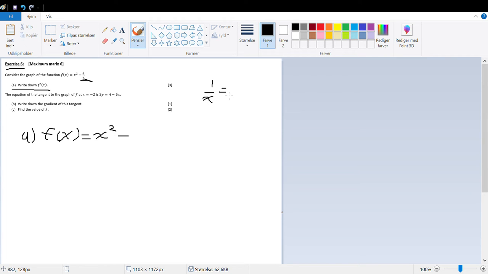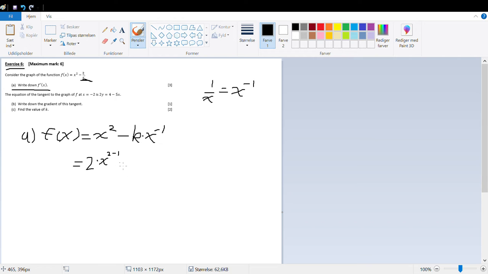If I have something like that, I can write it as x to the minus 1. So here, what I'm going to write instead is k times x to the minus 1. So why am I going to do this? Well, I'm going to do this because if you use the power rule now, you will very quickly tell that here you must say 2 times x to the 2 minus 1.